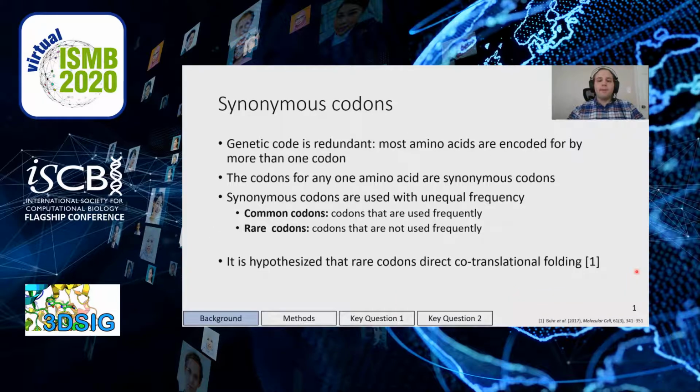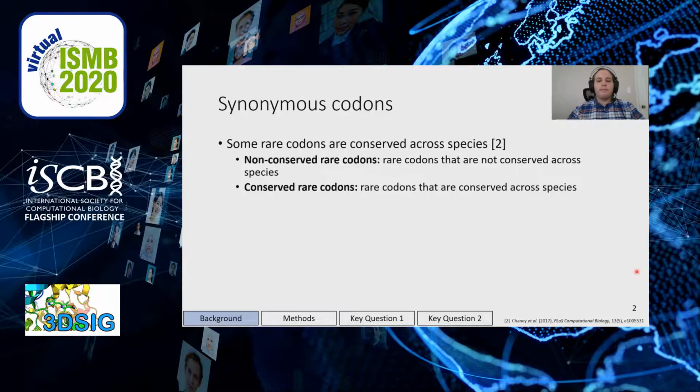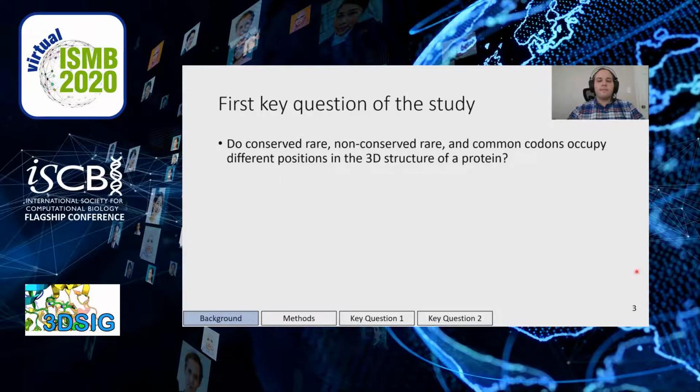First, some background. Many amino acids are encoded for by more than one codon. The different codons that encode an amino acid are synonymous. Synonymous codons are used with different frequencies. Those used frequently are called common codons, and those used infrequently are called rare codons. This is important because rare codons are hypothesized to direct co-translational folding. Furthermore, some rare codons are evolutionarily conserved. We call those that are not conserved non-conserved rare codons, and we call those that are conserved rare codons.